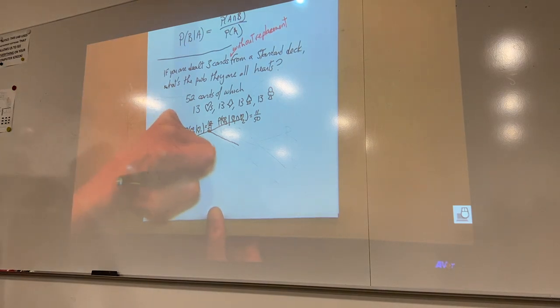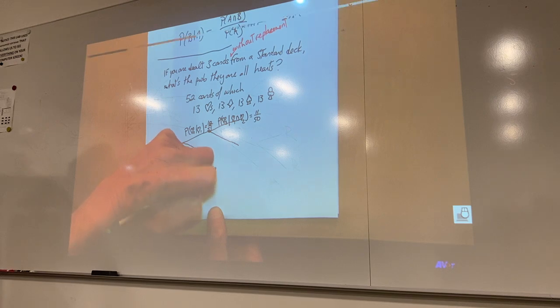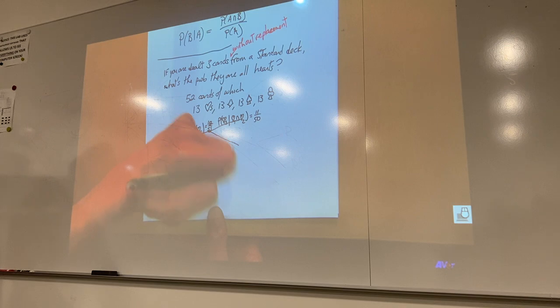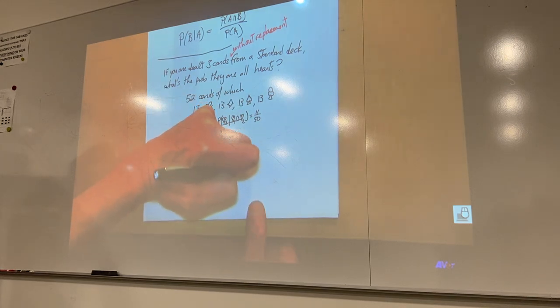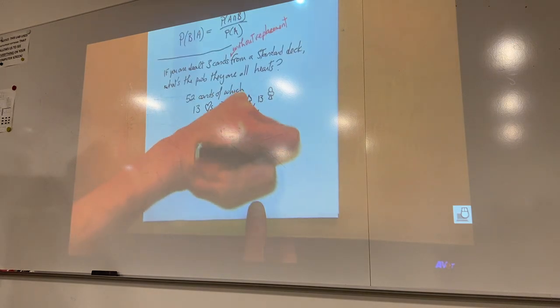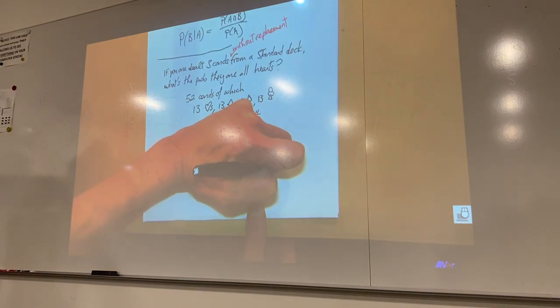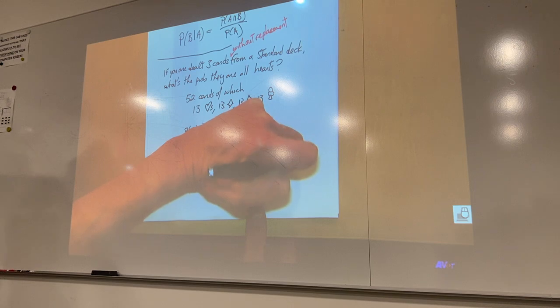The probability that all 3 are hearts is the probability the first card is a heart, times the probability the second is a heart given the first was a heart, times the probability the third is a heart given the first 2 were hearts.